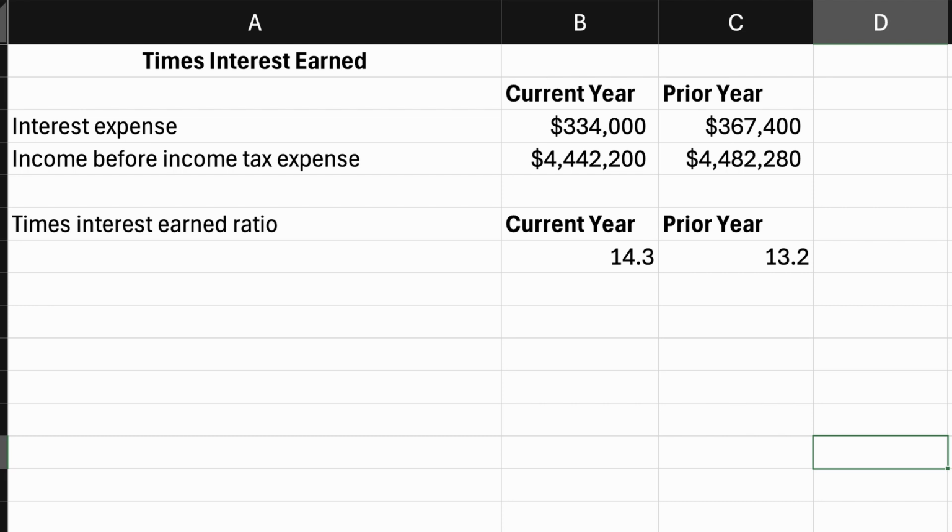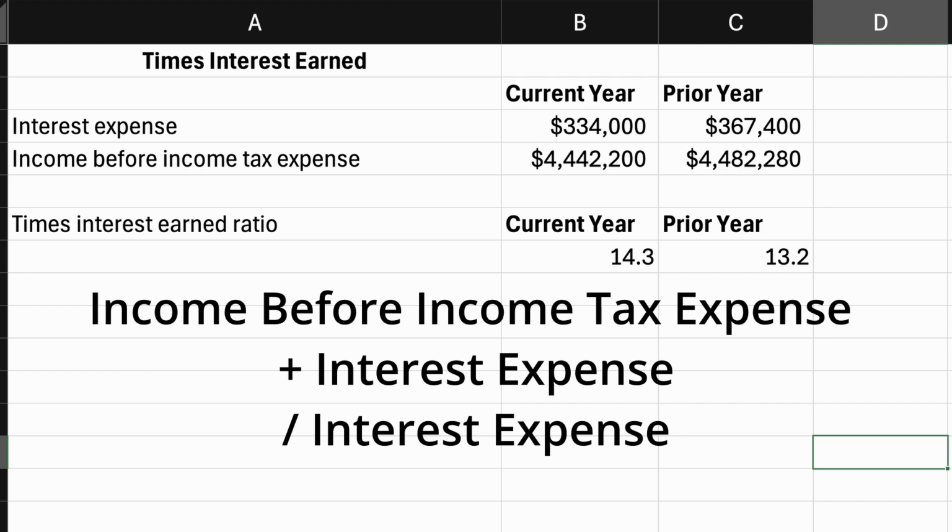First, you need the formula, which is income before income tax plus interest expense divided by interest expense. Basically, this ratio computes the number of times interest payments could be paid out of current period earnings. Because interest payments reduce income tax expense, the ratio is computed using income before tax.